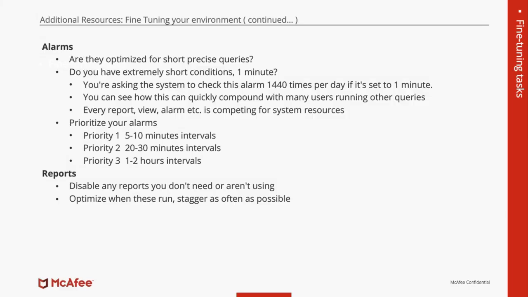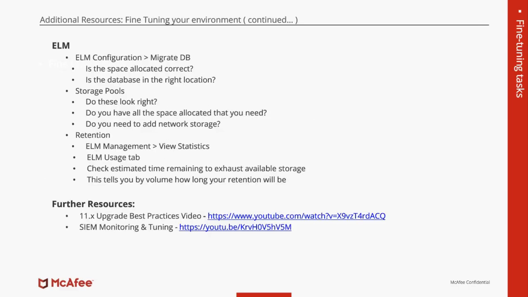For the ELM, go into the configuration of the ELM and go to Migrate DB. Is the space allocated there correct? Is the database actually in the right location? Go into your storage pools. Do those look right? Do you have all the space allocated that you actually need? It's probably a good idea to go and check all your retention groups. Make sure that none of them are actually out of space. Do you actually need to add any other storage? It would be a good time to do it.